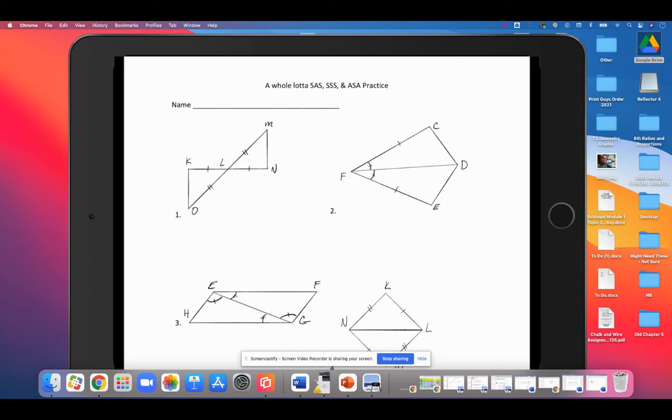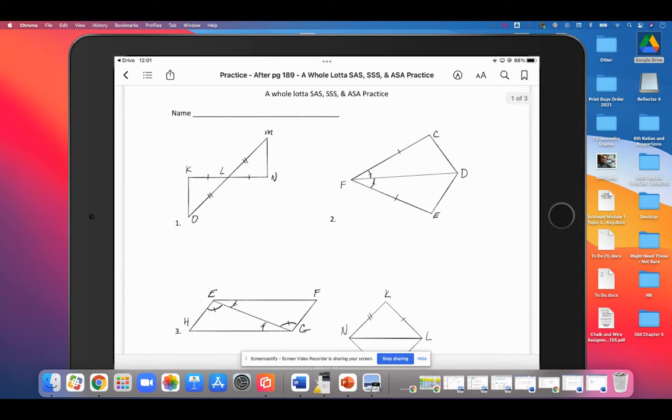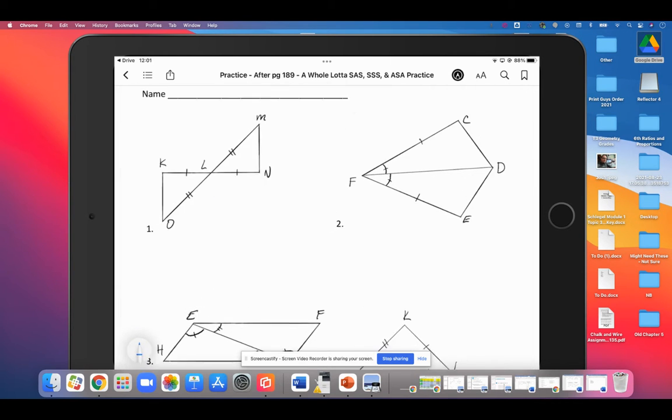So we are here with the answer key for a whole lot of side angle side, side side side, and angle side angle practice. Please do remember that there are multiple correct ways to name things, so you may have the same thought that I am, but just be using a different name for the same thing. An example would be something like, I could call this piece right here the line OL, and if you call it LO, you are still correct. So with that, everyone, I'm going to go ahead and get started.